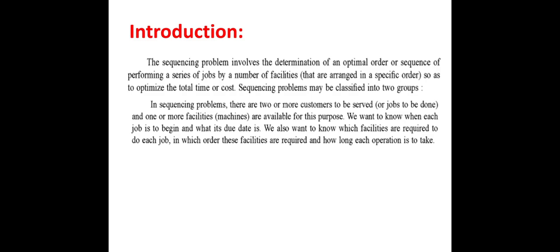In the first group, there are n different jobs to be performed where each job requires processing on some or all of m different types of machines. The order in which these machines are to be used for processing each job is known. For example, each job is to be processed first on machine A, then on B, and thereafter on C. That is, in the order ABC.